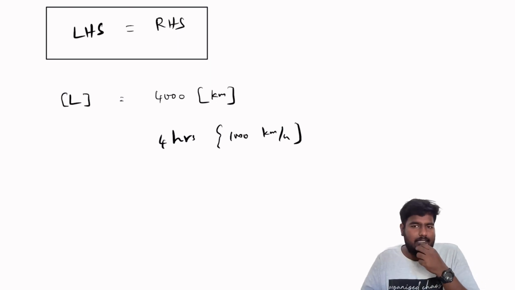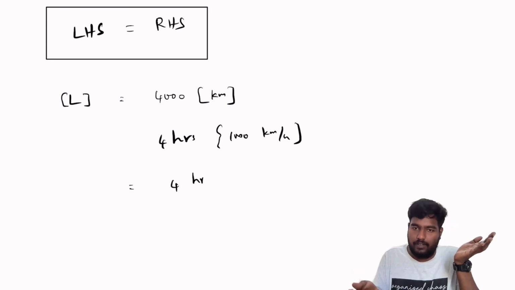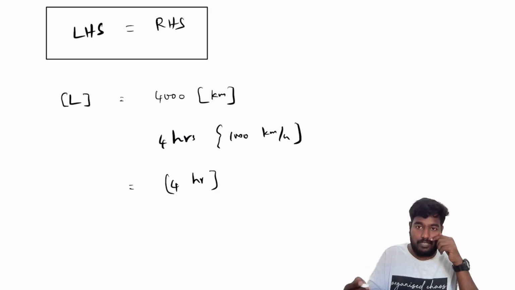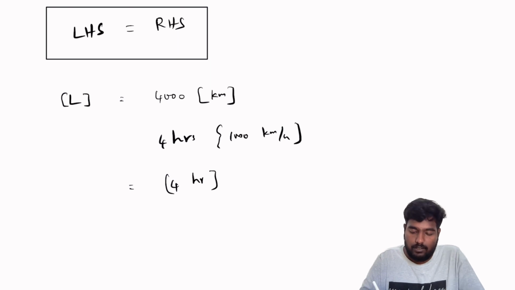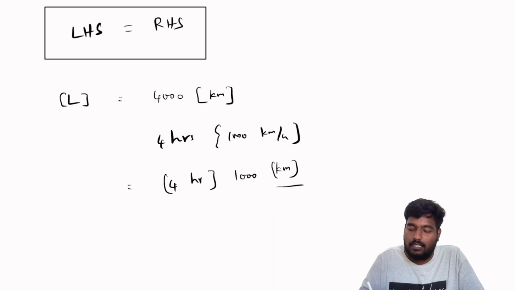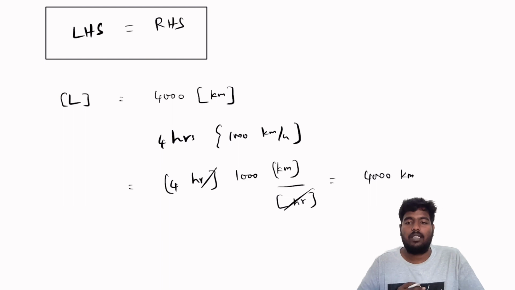So this is also a right answer. Is it dimensionally correct? Let's check. 4 hour is a dimension of time, and 1,000 km/h is 1,000 km, which is dimension of distance, divided by hour, that is dimension of time. So this can cancel out. Finally, what you are getting is 4 into 1,000, which is 4,000 km. So dimensionally right. Yeah, this is how it works.